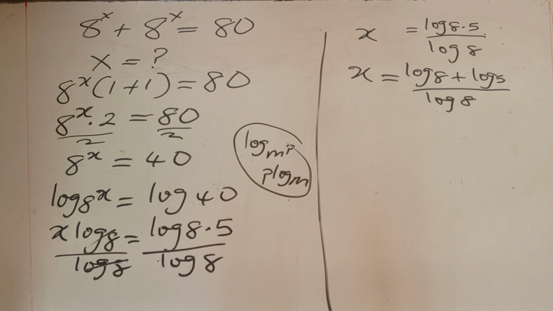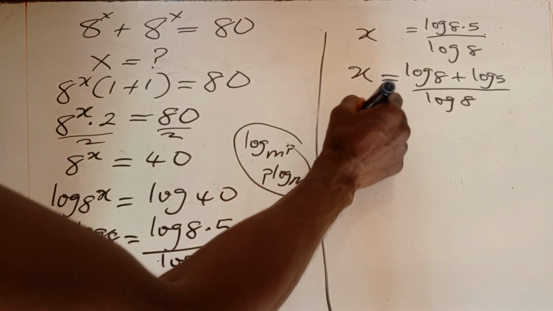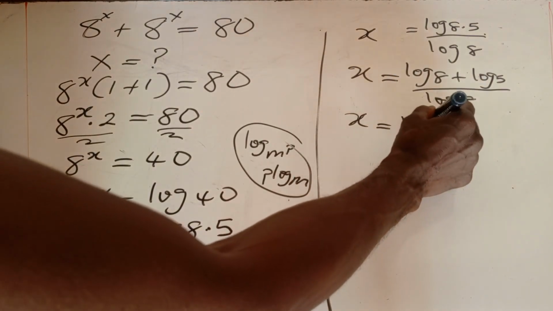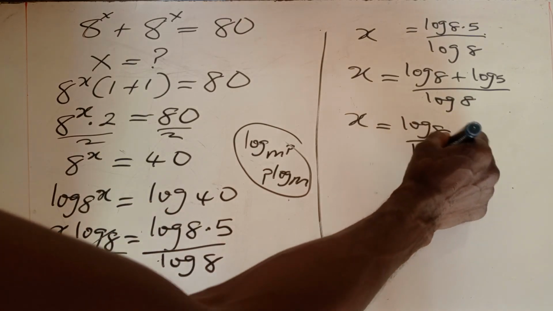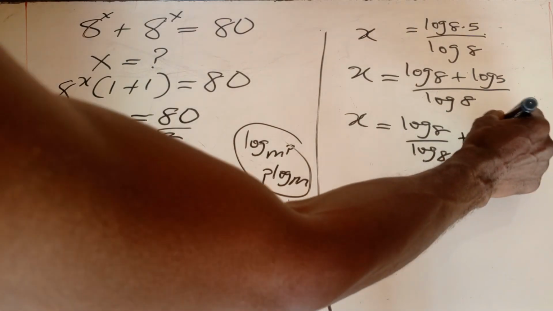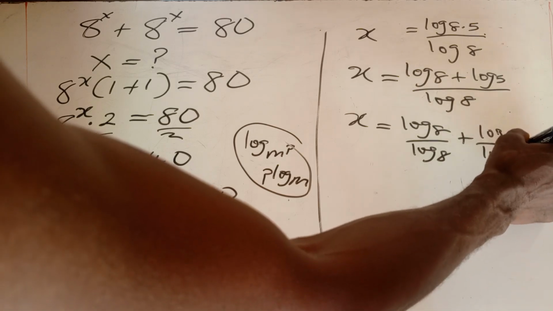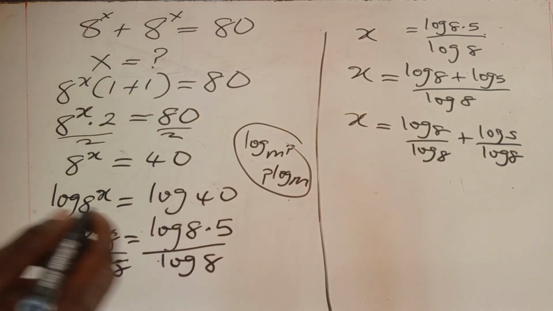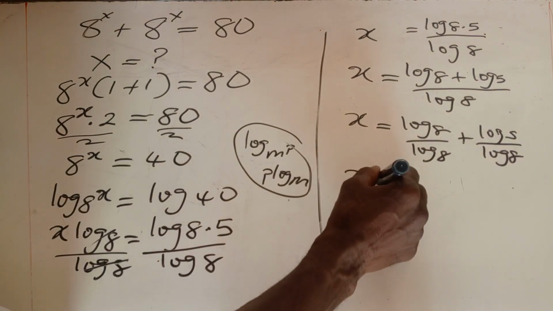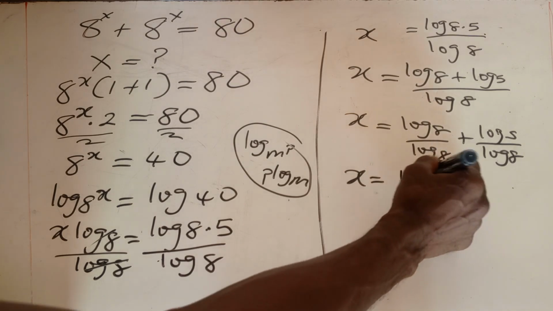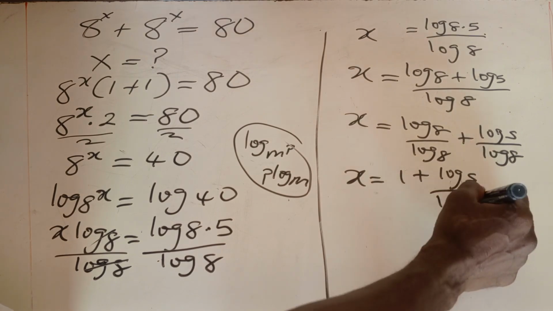Then again we can separate the log. By separating the log, we have x equals log 8 all over log 8 plus log 5 all over log 8. That is, in this place we have x equals 1 plus log 5 all over log 8.